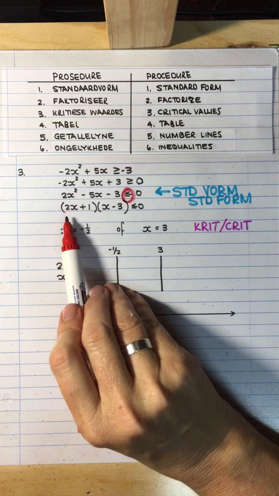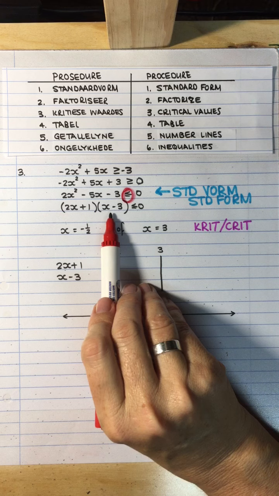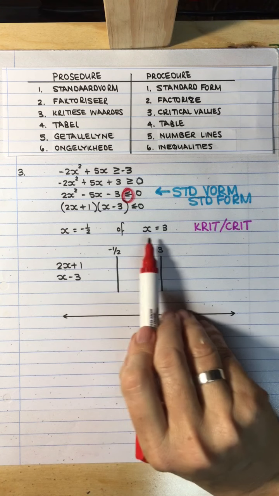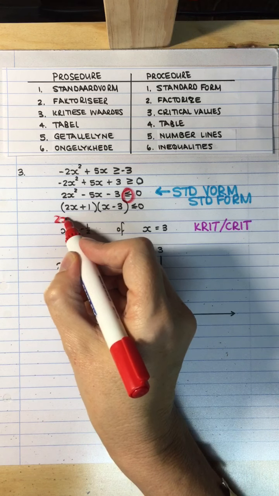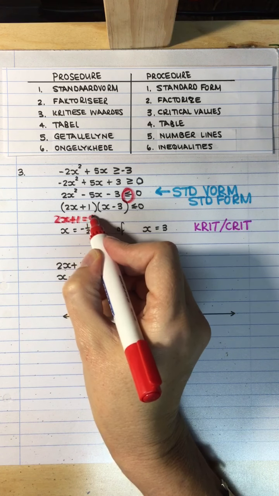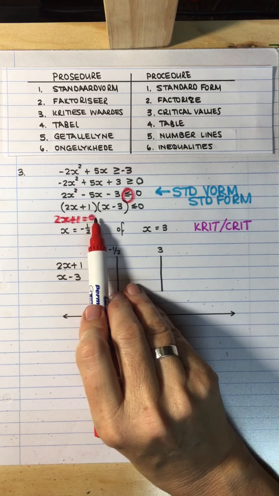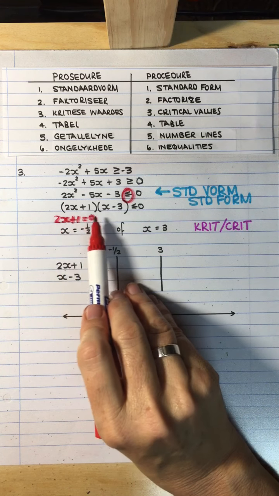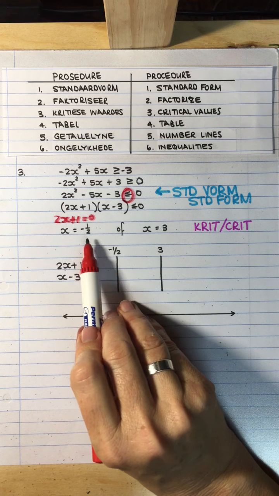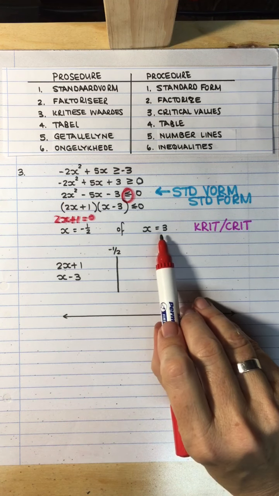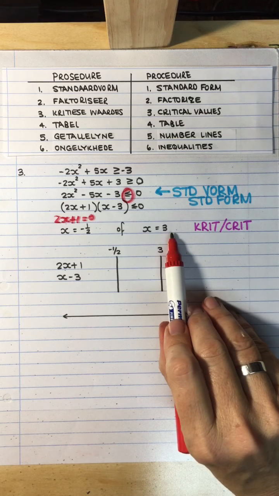In my next step, I will factorize the expression and find the 2 critical values. Remember that we will say 2x plus 1 is equal to 0 and then solve for x. Moving the 1 becomes negative 1, divide by 2, so x is equal to minus 1 over 2 or x is equal to 3. These are my 2 critical values.